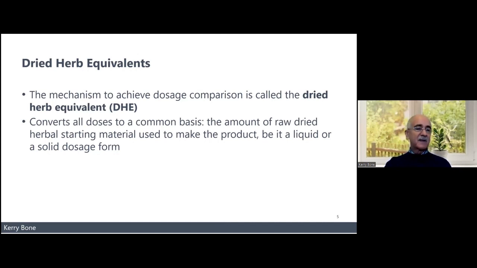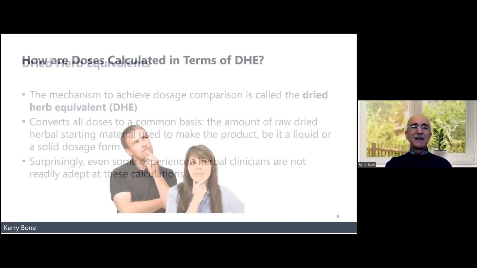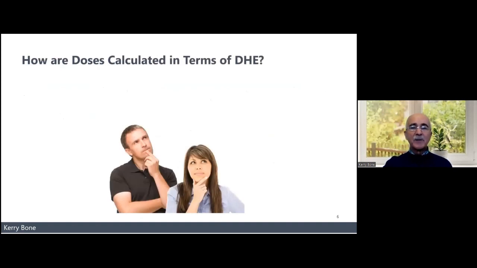Is it a liquid, solid dosage form, a powder, tablet, capsule? You can do this dried herb equivalent calculation. And what surprises me is that, and I'll give you an example later, even some experienced herbal clinicians are not actually all that adept at making these calculations. How do we do it?